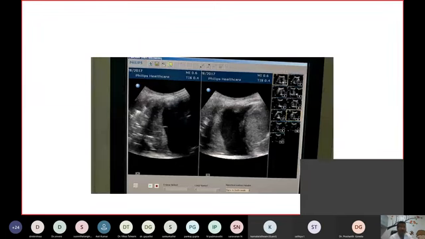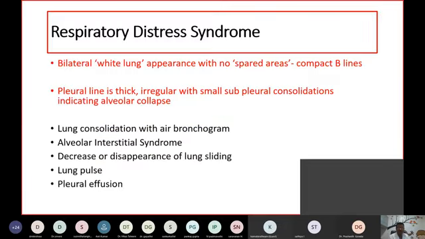So next is respiratory distress syndrome. In respiratory distress syndrome, you are going to see two predominant patterns which I have highlighted in red. You are going to see bilateral white lung pattern with no spared areas, that is compact B lines, as we saw in the severe TTNB. And along with that, you will see pleural abnormalities. So pleura here will be thick and irregular.